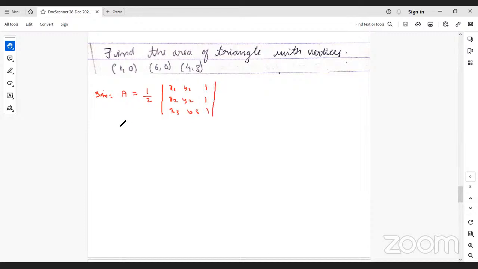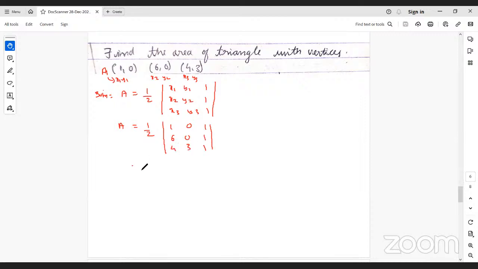So here area is equal to 1 by 2, keep it as it is. See, the three vertices of the triangle are given, so this you can consider x1 y1, this you can consider x2 y2, and this you can consider x3 y3. So in place of x1 y1, replace 1 0 1. Similarly x2 y2, it will be 6 0 1, and then it will be 4 3 and 1.